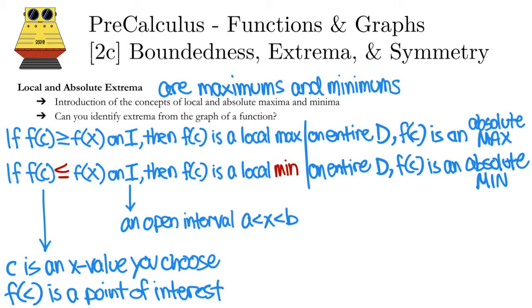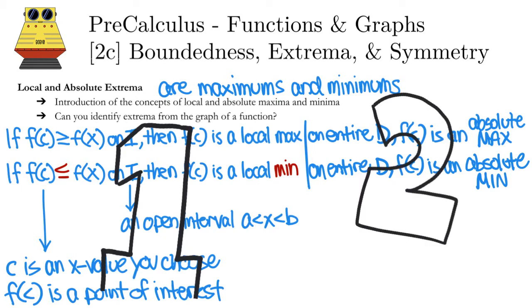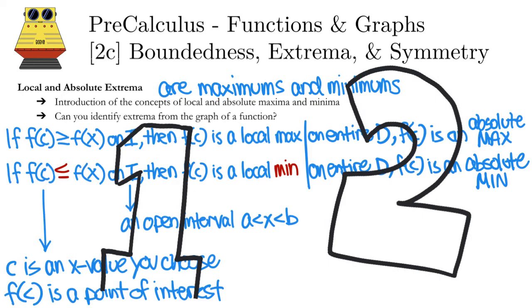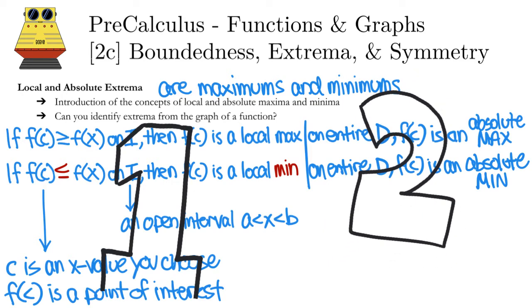I want you to see that there are two situations here. One, we have just a specific interval and we find a max or a min, and when we do that, we call that the local max or the local min. But the other situation is when we consider the entire domain and we've found the max and the min, the largest y value and the smallest y value, then those are called absolute.